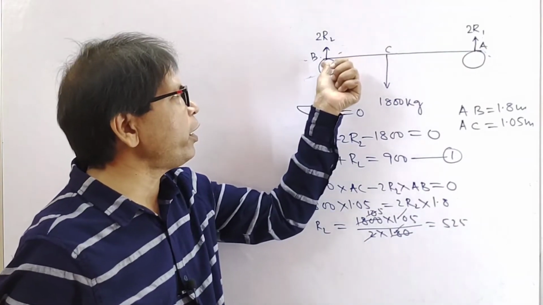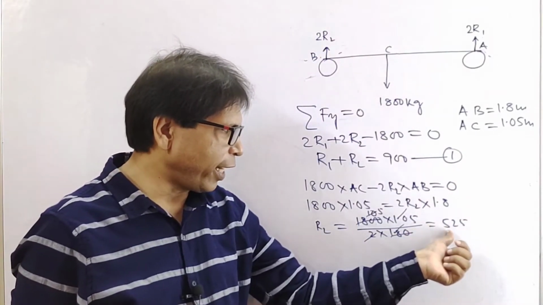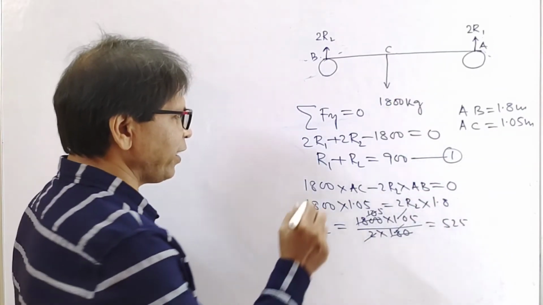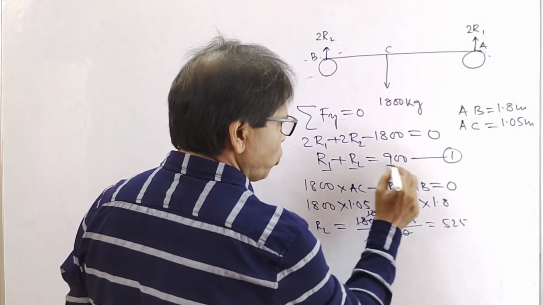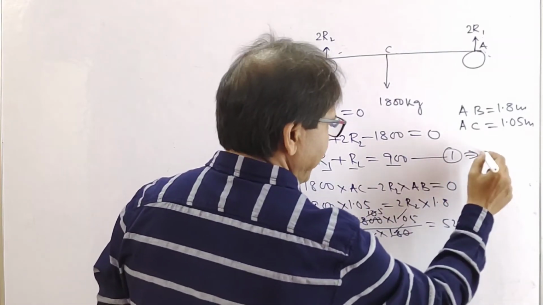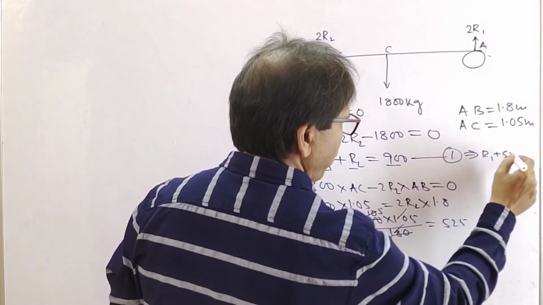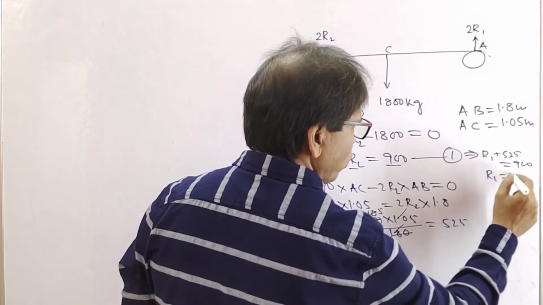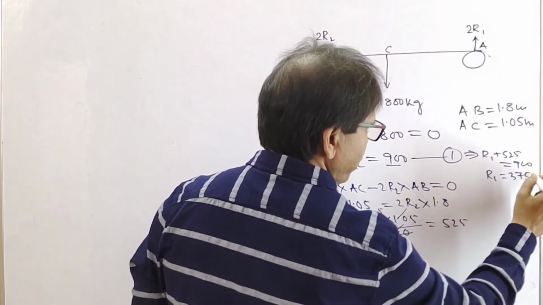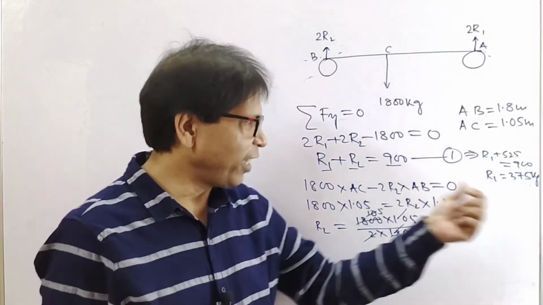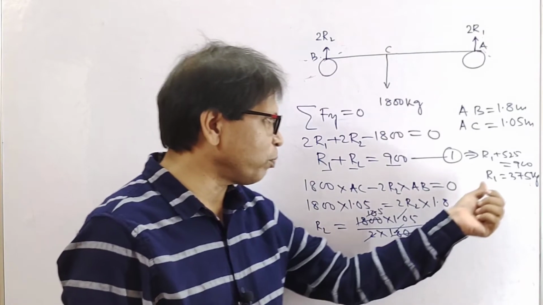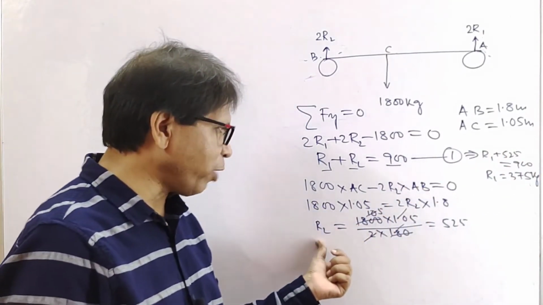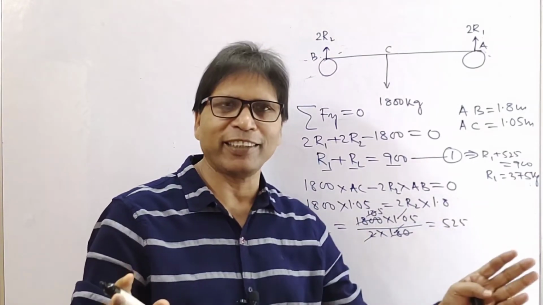Now the reaction on each back wheel is equal to 525 Newton, and for the front wheel, R1 plus R2 equals 900. So R1 plus 525 equals 900, so R1 equals 375 kg. Therefore the reaction force on the front wheel is 375 kg and on the back wheel is 525 kg.